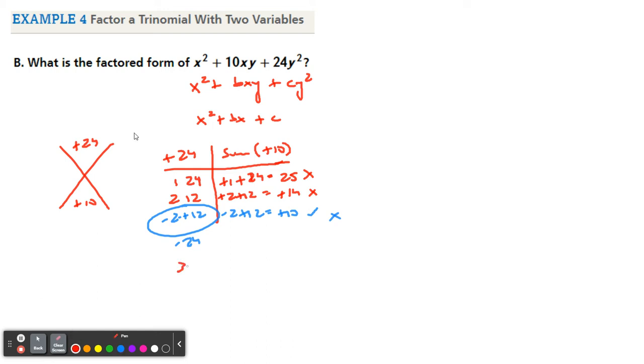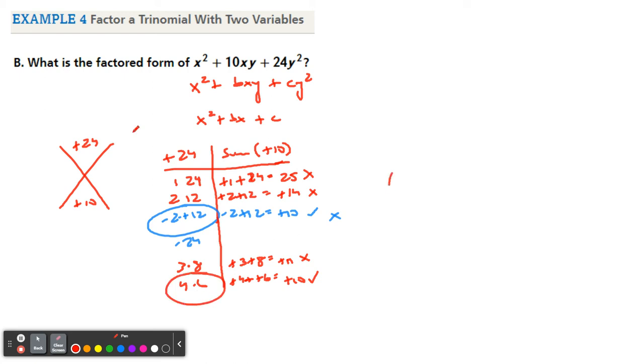Okay, let's do 3 and 8. If we add 3 and 8, positive 3 plus 8 is positive 11. That's not right. 4 and 6. If we do positive 4 plus positive 6, you do get positive 10. There you go. So our numbers are 4 and 6.